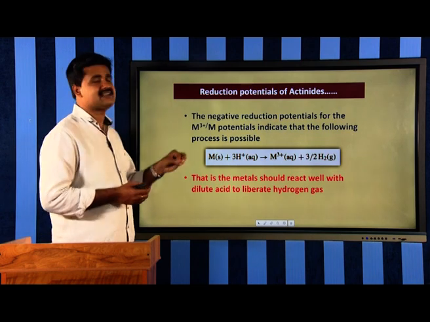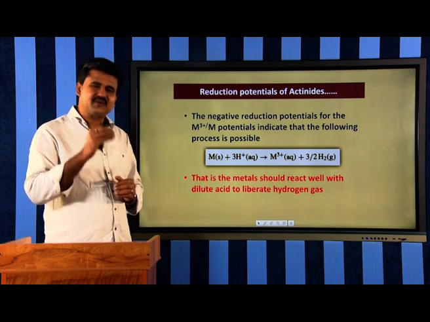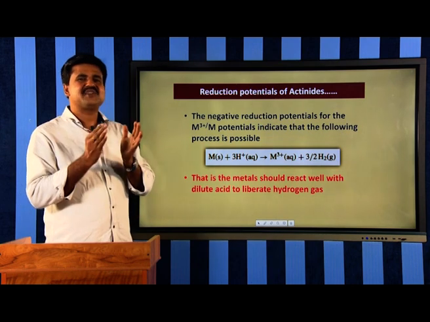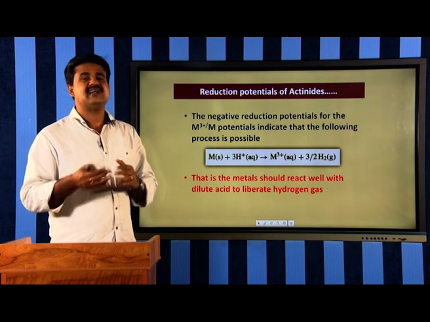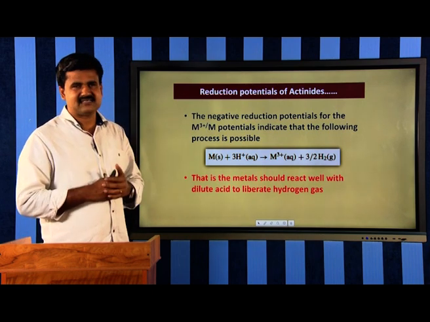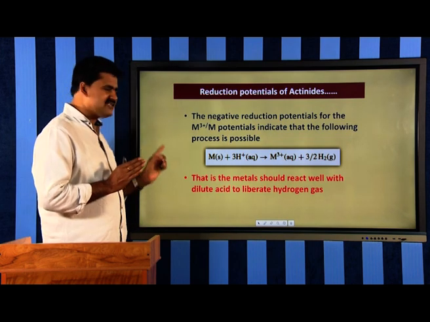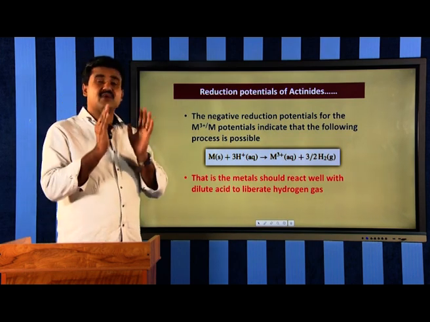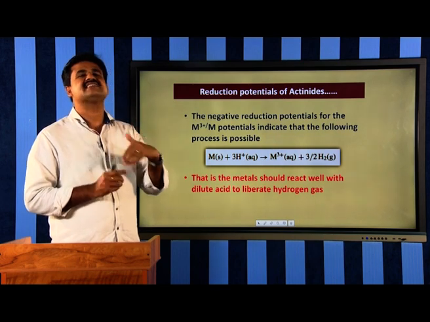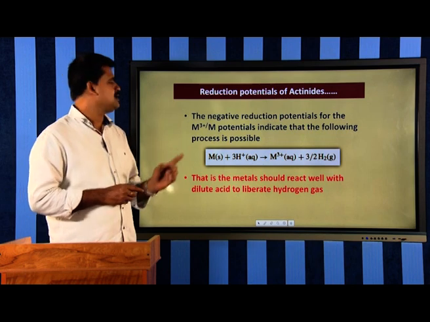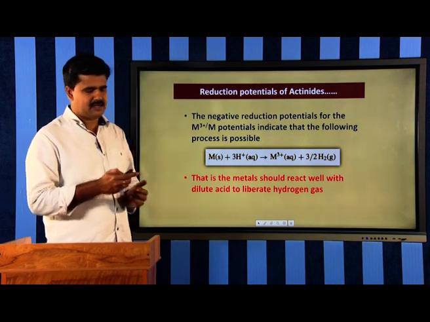Whenever we take actinide metals and react them with dilute acids, the metal is converted to a metal salt and hydrogen gas is liberated. We can conclude that all actinide metals react with dilute acid and set hydrogen gas free, because all these metals have high oxidation potential.